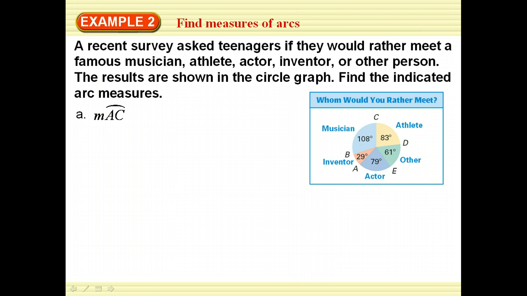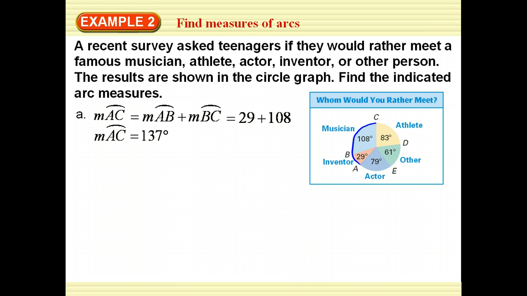So what is the measurement of arc AC? Going from A to C is made up of arc AB and BC, so I can simply add those two together and get that the measure of arc AC is 137 degrees.